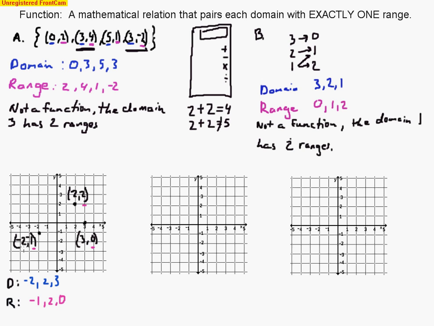When I plug in -2, I always get -1. When I plug in 2, I always get 2. When I plug in 3, I always get 0. There is no repeating domain. So we would say, yes, it is a function. It's a function. And the reason we say it's a function is because each domain has one range. And that's the key, is to know that each domain has one range. We say it is a function.